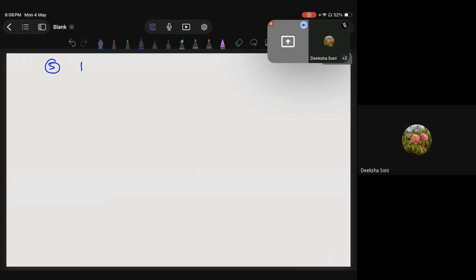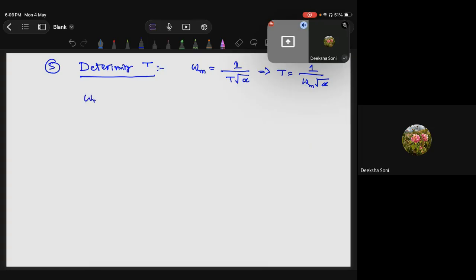Let's say step 5, determining T. We know that omega m is 1 by T root alpha. So T is equal to 1 by omega m root alpha. We already know omega m is 31.69, and alpha we got as 0.01024. So T is equal to 1 by 31.69 root 0.01024, which is approximately 0.312 seconds. You can check that. You got T.